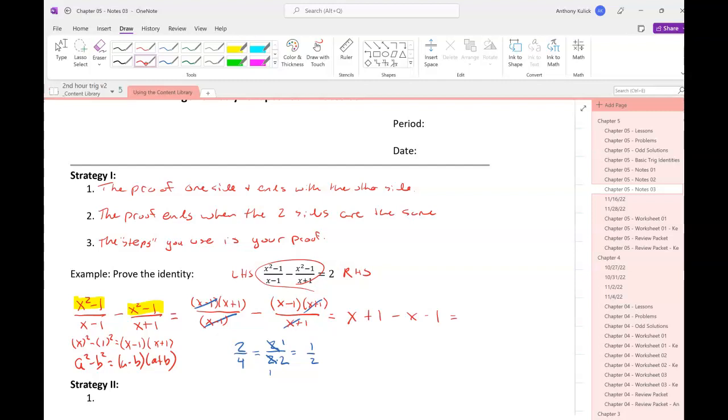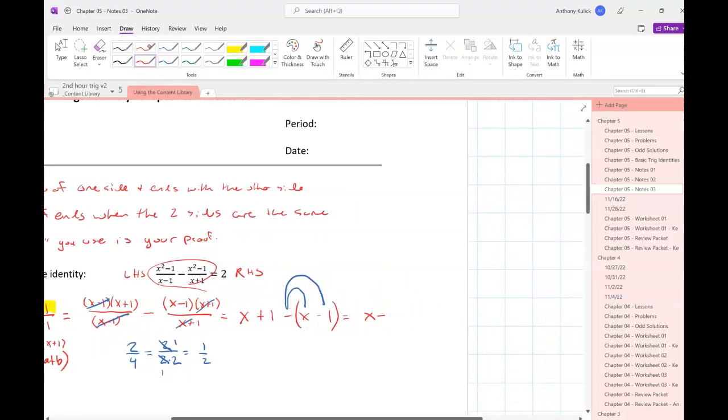Where does the parenthesis need to be? Yeah, in front of the x minus 1. Why is that important? Because that negative sign needs to distribute. Very good. Everybody's okay with that? What should we do next? Combine like terms. So I have an x and a negative x. Those will just cancel each other out. And I have a 1 plus 1, which is 2. And where were we trying to get to? 2. So we're done.